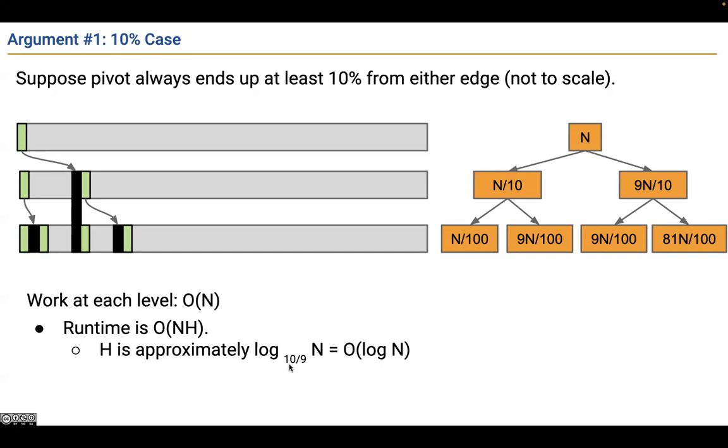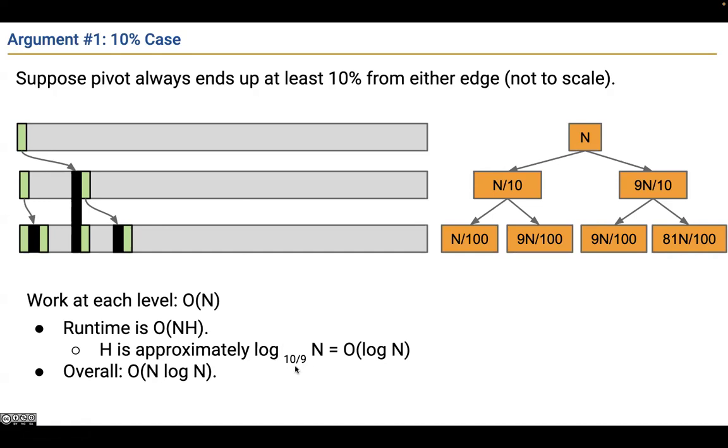So because the number of levels is still log n, my runtime for this pretty bad case algorithm is actually still n log n. So even if I get super unlucky and my pivot always lands up very skewed toward one side, I still get n log n behavior. It's going to be slower in real life, but asymptotically, it's still n log n.